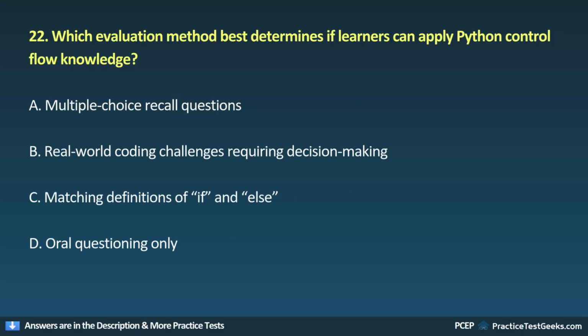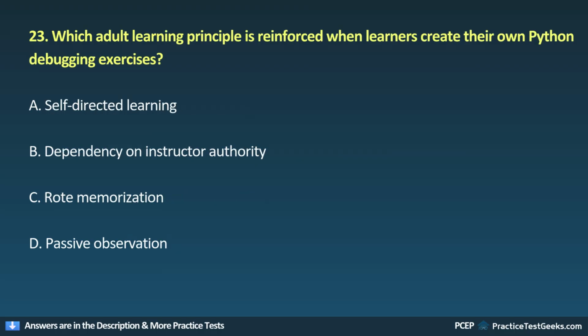22. Which evaluation method best determines if learners can apply Python control flow knowledge? A. Multiple choice recall questions. B. Real-world coding challenges requiring decision-making. C. Matching definitions of if and else. D. Oral questioning only.